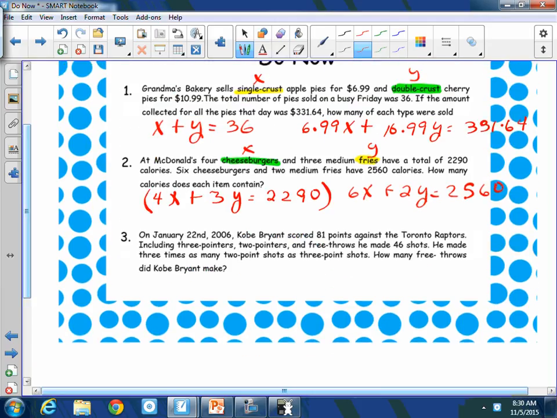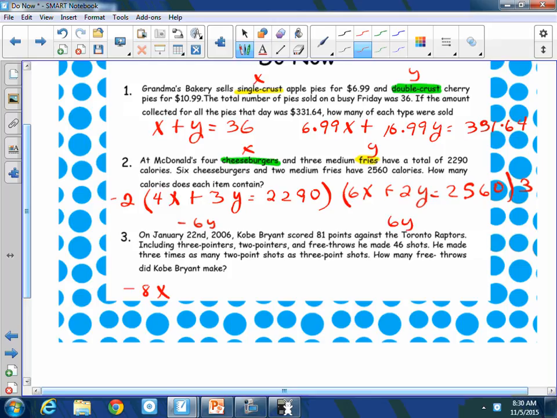How many calories does each item contain? So I need both, so I don't need to worry about which method for real. I'm going to multiply this by -2 and this one by 3. So I need you to help me out with the math. This one would be negative 8x. And then the y's are canceled, right? So that would be minus 6y. And this one would be plus 6y.